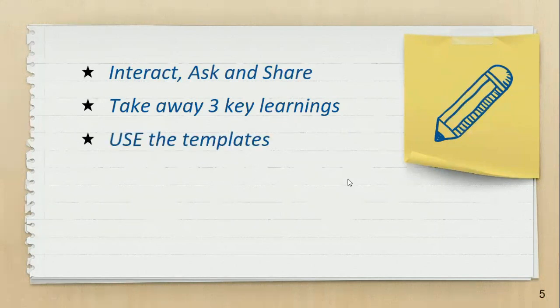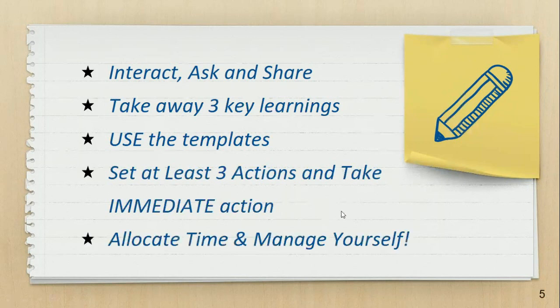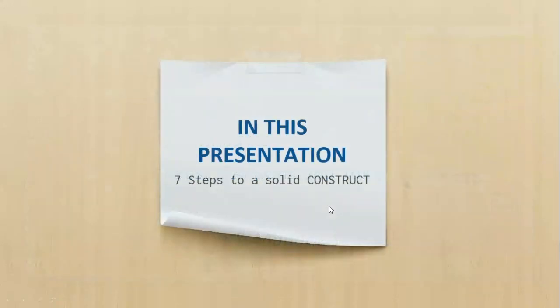Use the template. You'll have a few more templates coming your way with this section. Do use those. And set at least 3 actions and take action immediately. So apart from your 3 key learnings, I want you to have 3 things that you're going to do right now. That may be to build your copyright page, which is one of the templates that you'll have available to you. Take immediate action, do that straight away. And remember always to allocate time and manage yourself.